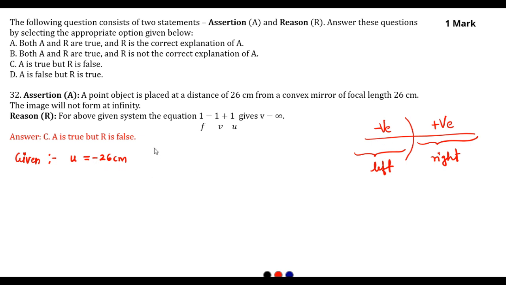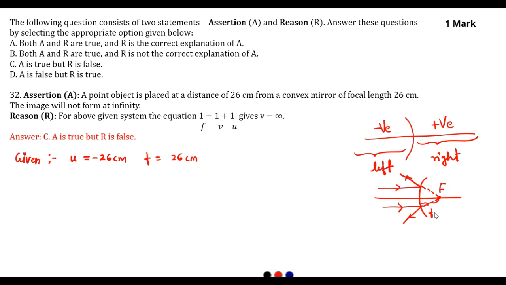Now we have focal length, that is f. It is given again 26 centimeter. Now what about the sign of focal length? Now we have to see the mirror. Now our mirror is convex mirror. Convex mirror looks like this, and whatever rays come parallel to the principal axis, they will diverge like this. And once they get diverged like this, they will appear to meet behind the mirror. So somewhere here, this will be the principal focus, and this distance is the focal length.